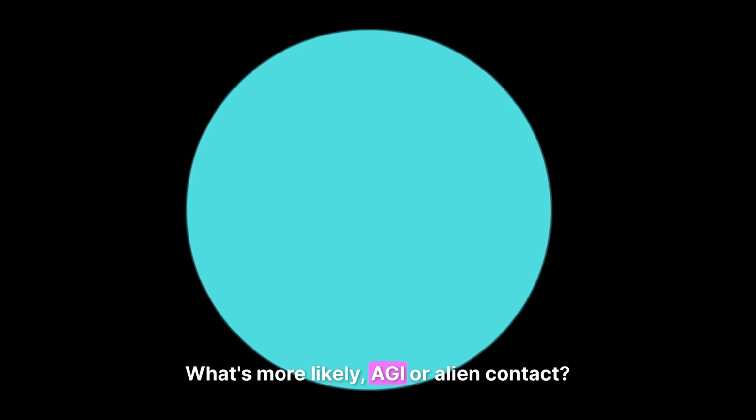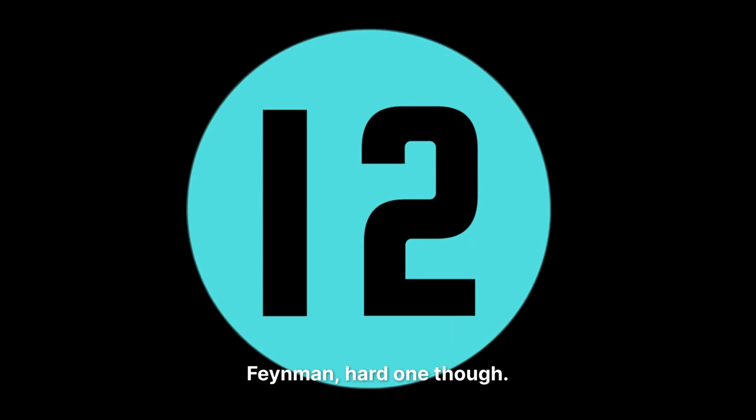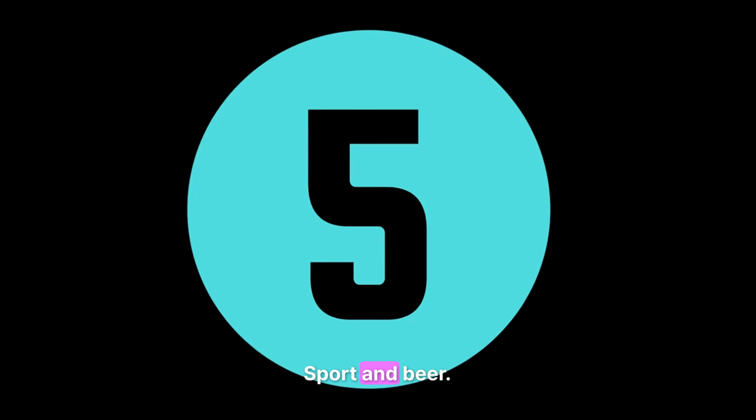Timer's on. What's more likely, AGI or alien contact? AGI. Jazz or classical? Jazz. Willow or Majorana? Willow. I'll explain why later. Feynman or Hawking? Feynman. Hard one, though. Sport or beer? Sport. But again, like both. Sport and beer. Boom, boom, boom. That's it. You absolutely aced it. Hot buttons. Done. Well done.